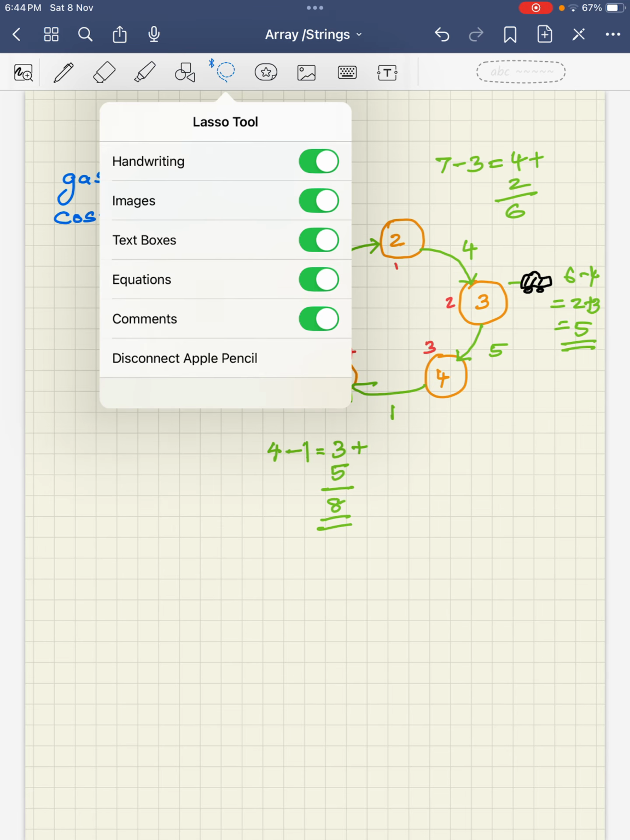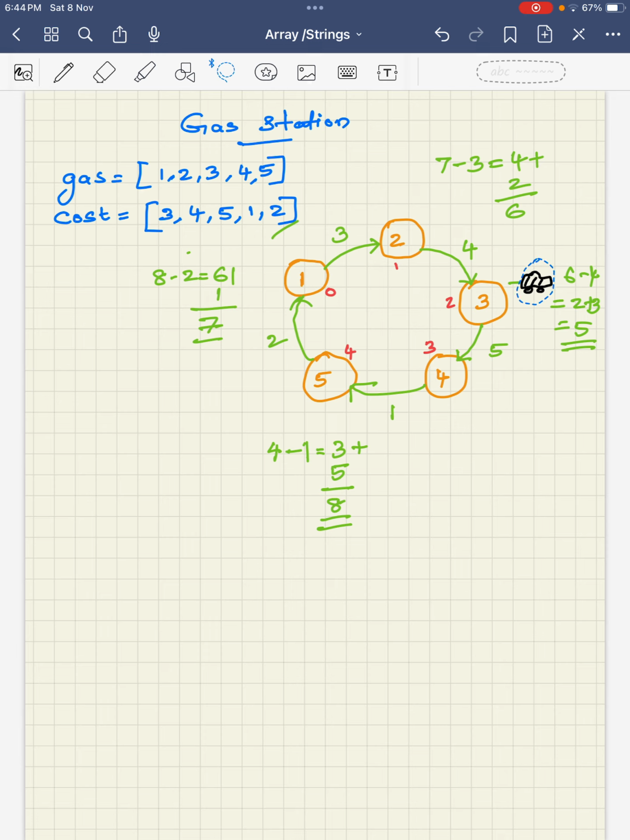So again it moved forward. Let me select it properly. Yes. Here, while reaching here, 5 minus 5 equals 0. So once we reach the initial point where we had begun, it completed the journey.